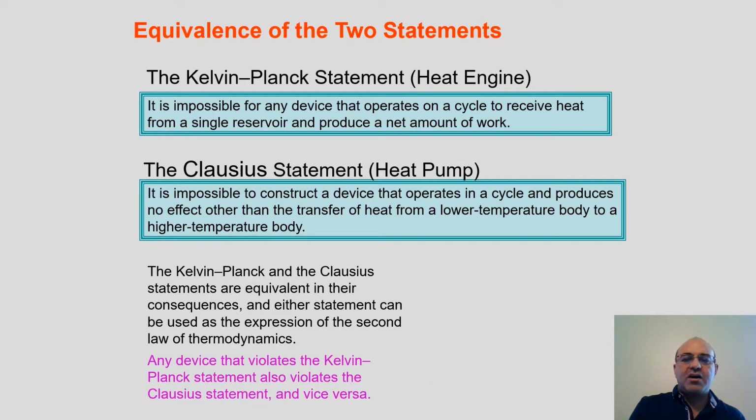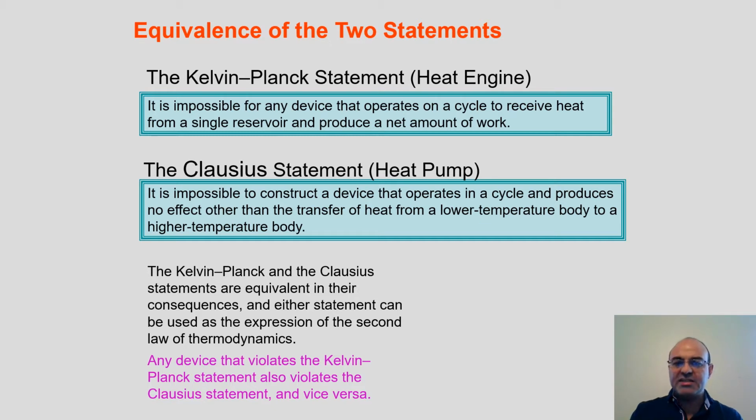So if you have followed part 1 and 2, by now you should know that we talked about two statements for the second law of thermodynamics. The first statement was the Kelvin-Planck statement, and it was related to a heat engine. Based on the Kelvin-Planck statement, it is impossible to manufacture a heat engine which can operate on a cycle to receive heat from a single reservoir and produce a net amount of work. So it means that it is not possible to convert 100% of heat to work. This is against the second law of thermodynamics.